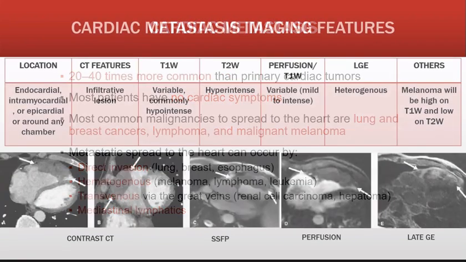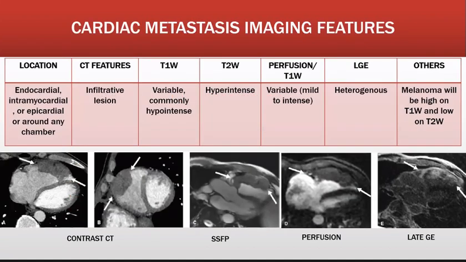The imaging features of cardiac metastasis. The location can be endocardial, intramyocardial, or epicardial, or around any chamber. The CT would demonstrate an infiltrative lesion. T1 weighted imaging would be variable, but commonly hypointense. T2 would be hyperintense. On perfusion, it's variable, mild to hyperintense. On late gadolinium enhancement, it's heterogeneous.